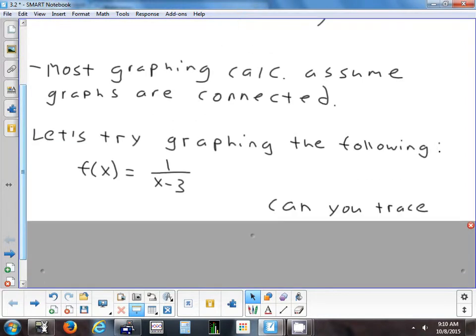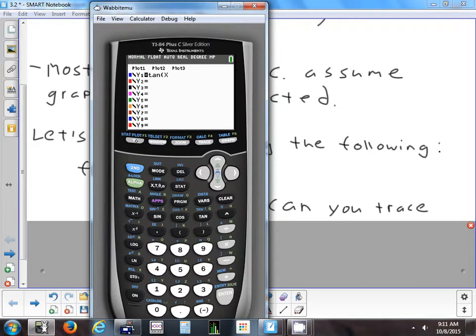Right, so let me try graphing this one. 1 divided by x minus 3. We should expect something strange to be happening at 3 because you can't plug 3 in for x. Otherwise, you'd be dividing by 0. That's exactly how that graph should look. It's not a connected graph. If I were to try to draw it on that other calculator, it would put a vertical line in right there. It would connect them, but it shouldn't be connected.